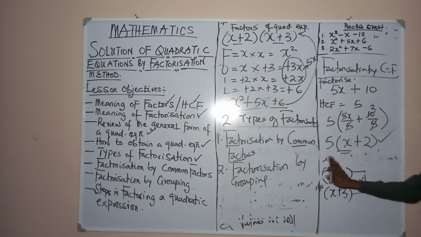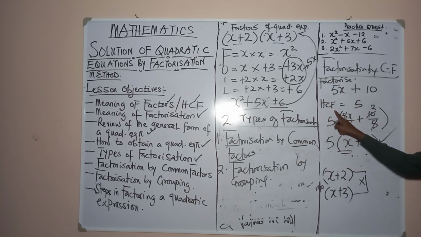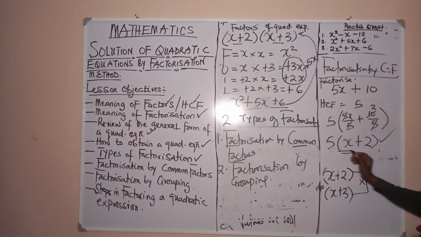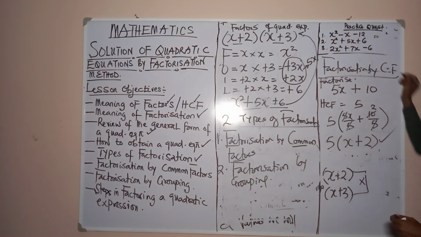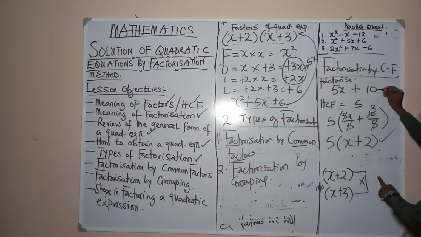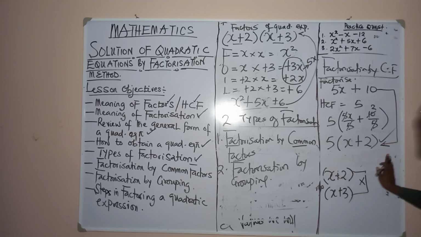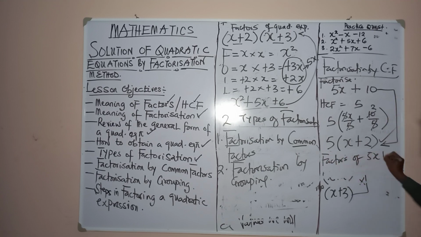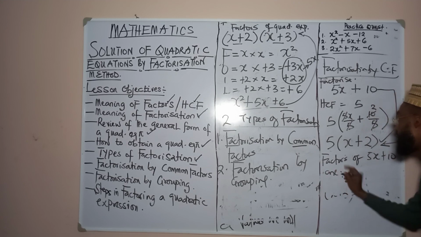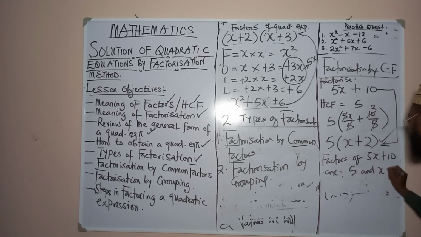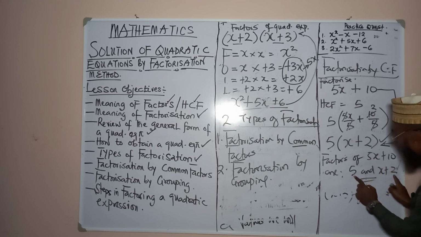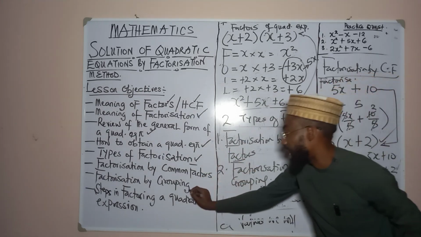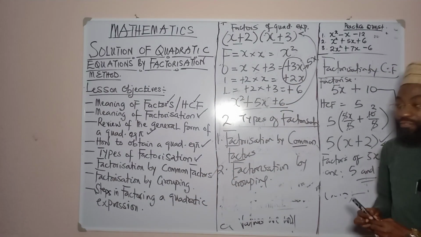I have factorized this. So we call the process of bringing out the HCF and then dividing all the terms by that HCF the factorization by common factors. If you multiply this out now, you will get back 5x plus 10. So I have reduced 5x plus 10 to its factors. And what are the factors of 5x plus 10? The factors are 5 and x plus 2. If you multiply these two things together, you get back 5x plus 10. So this is just about how to factorize by common factors.